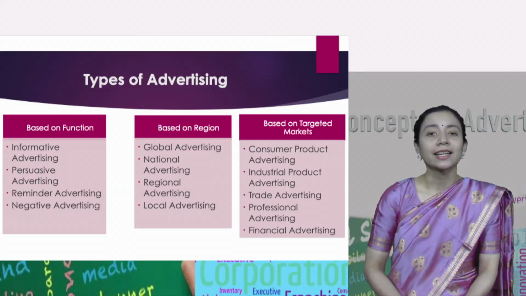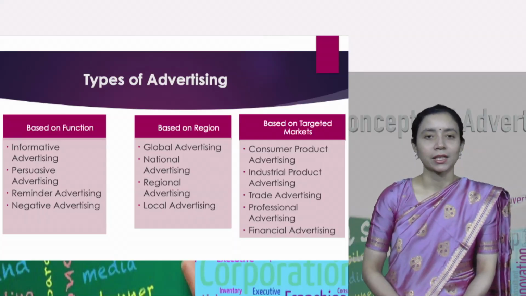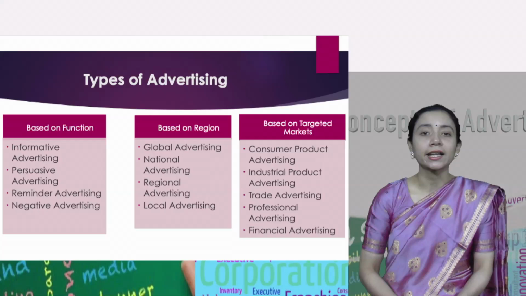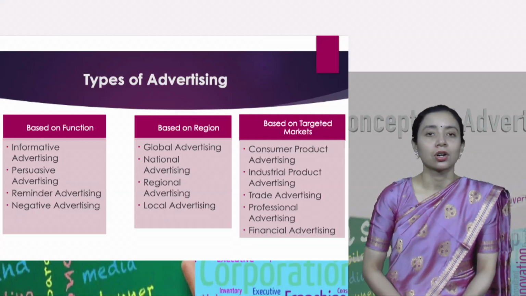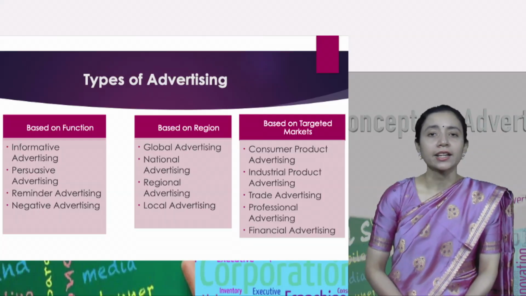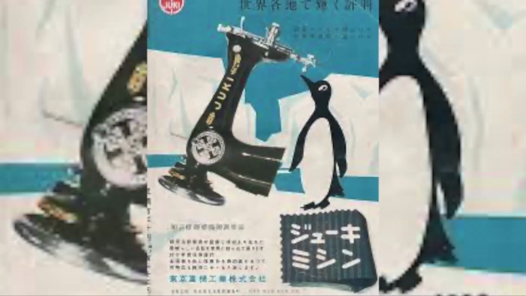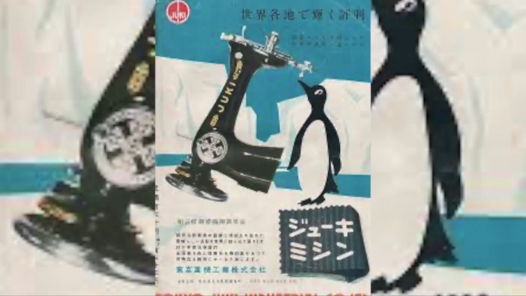Then we have industrial product advertising. This is also known as business to business advertising. And this is done by the industrial manufacturer or his distributor and is so designed that it increases the demand of the industrial product or services manufactured by the manufacturer. And this is directed towards the industrial customer.